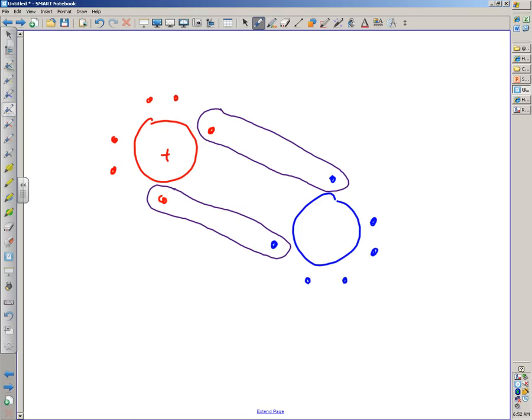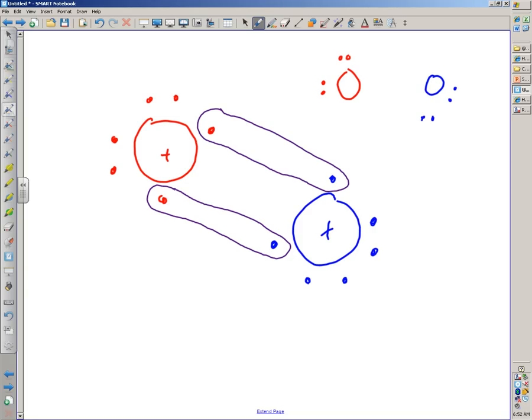Positive nucleus inside this oxygen now being attracted to these 2 electrons, mutual attraction, chemical bond. Positive nucleus here attracted to these red electrons. Guess what? Mutual attraction, chemical bond. How do we represent that? Well, here's oxygen, 1, 2, 3, 4. Here's blue oxygen, 1, 2, 3, 4.